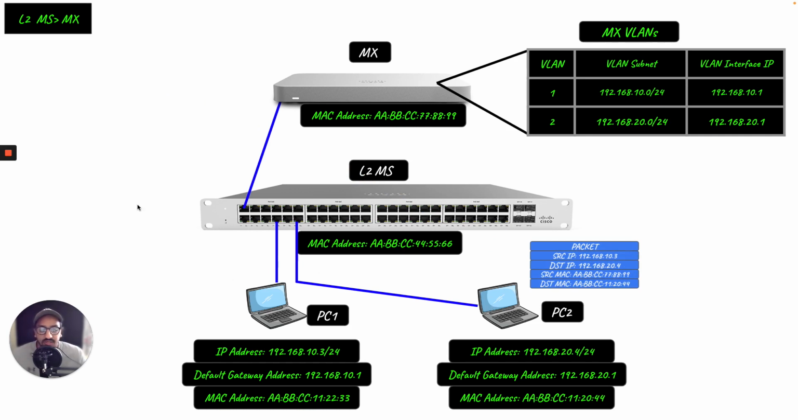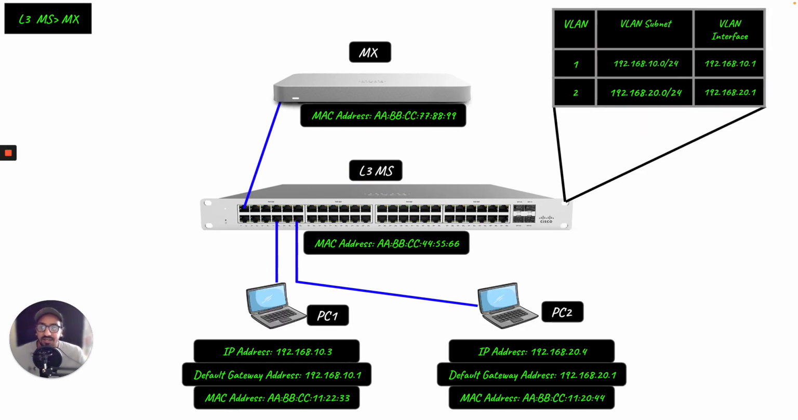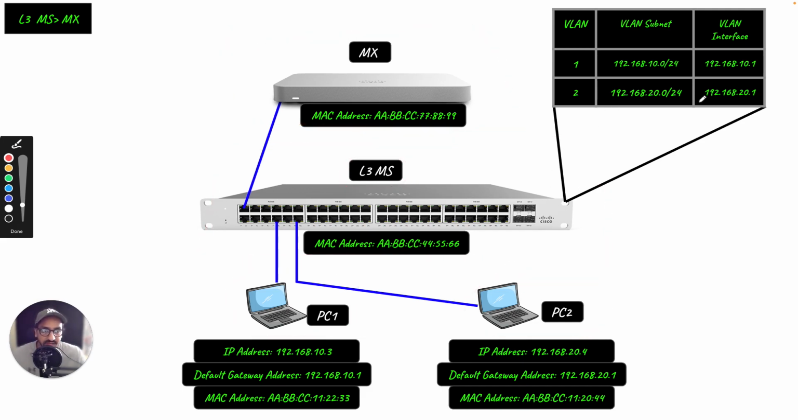What we're going to do now is bring up an example of a layer 3 switch. Here we have the exact same topology. You have an MX, you have an MS, which is layer 3 now, and you have PC1 and PC2. Everything's exactly the same, apart from the fact that the switch is now controlling the layer 3. The default gateway of both of these devices is now interfaces that reside on the layer 3 switch, not the MX. So the MX does not have the default gateway.